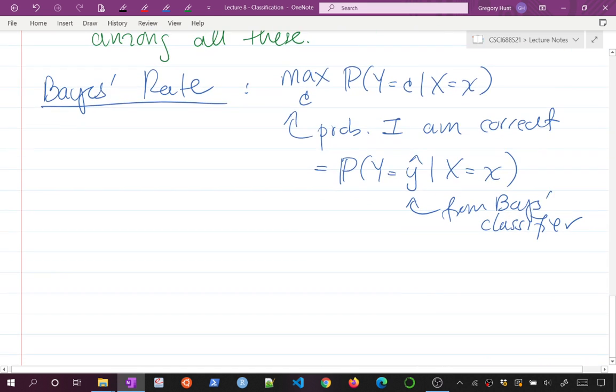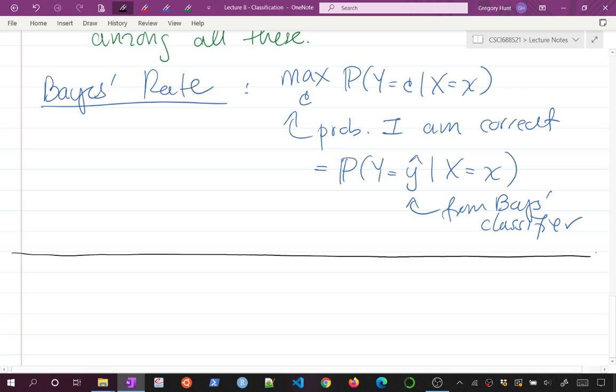So in reality, we just estimate the probability of being in each of the classes, and we pick the one with the highest probability. Super simple, super intuitive. That's exactly what we do.